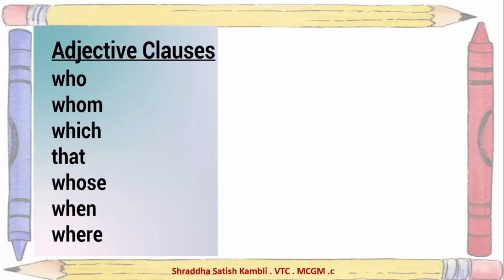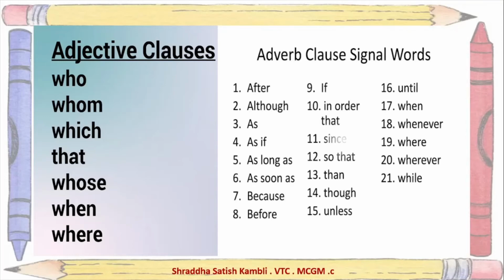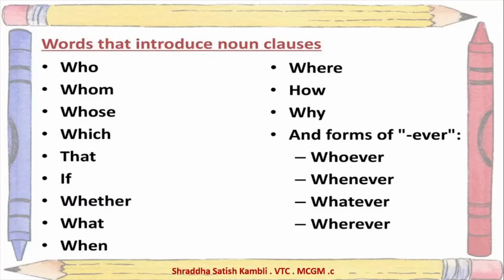Alright. Now let us look at the keywords with which adjective clauses begin. So we have who, whom, which, that, whose, when, where. Adjective clauses commonly begin with these keywords. Then let's look at the keywords for adverb clauses. You have a lot many. You have a bigger list here. So you have after, although, as if, as long as, soon as, because, before, and then you can read the remaining. Okay? And these are the keywords that introduce noun clauses. You have who, whom, whose, which, and you have forms of ever also. Whoever, whenever, whatever, wherever, etc. So this, children, in short, was the different kinds of clauses.